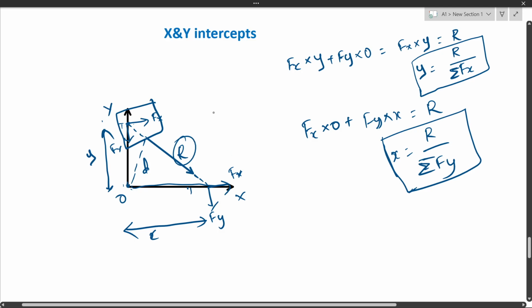Initially I didn't say that this R is nothing but the resultant of Fx and Fy. So I'm just transferring these two components onto the x and y axes and finding the moment of these two points so I can get the intercept values. I'm just calculating, if the resultant force is extended in the x or y direction, what would be the distance from the origin where the resultant force is acting. That's what I calculated. That is what we call x and y intercepts.